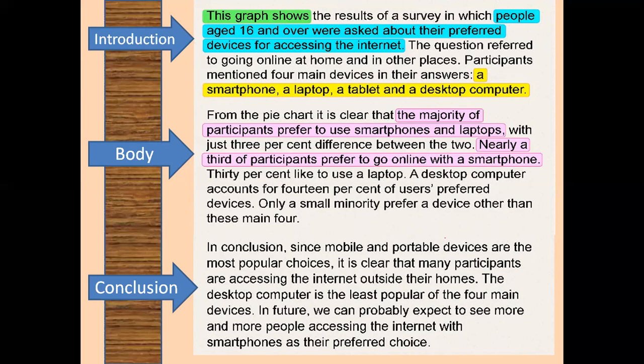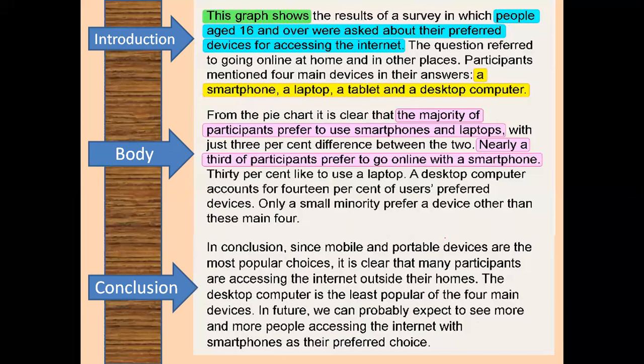Only 4%. In conclusion, since mobile and portable devices are the most popular choices, it is clear that many participants are accessing the internet outside their homes. The desktop computer is the least popular of the four main devices. In future, we can probably expect to see more and more people accessing the internet with smartphones as their preferred choice. Now look at the conclusion. In conclusion, we are telling what is the present scenario and what is going to be going on in the future.